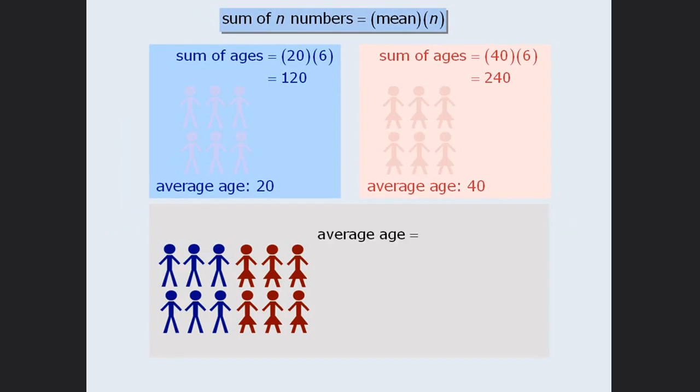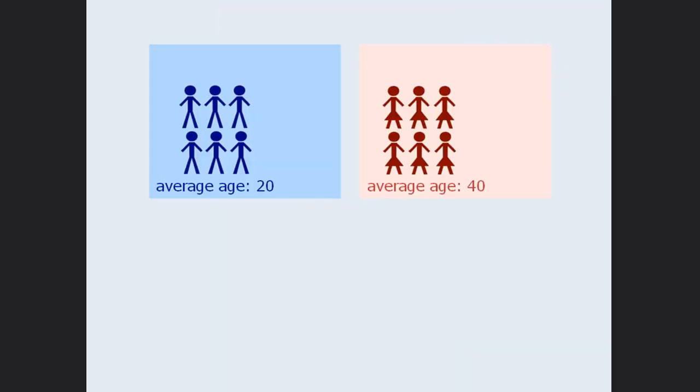The average age of these 12 people will be the sum of all 12 ages divided by 12. So the sum of the men's ages is 120, and the sum of the women's ages is 240. We will now divide this by 12. When we simplify this, we get an average of 30. Notice that the average age of the combined population is equal to the average of the average ages of the two original groups. Okay, now let's take the original question and change it slightly.